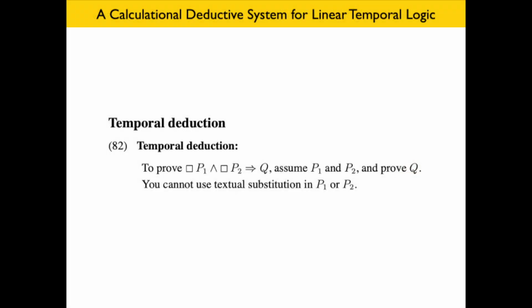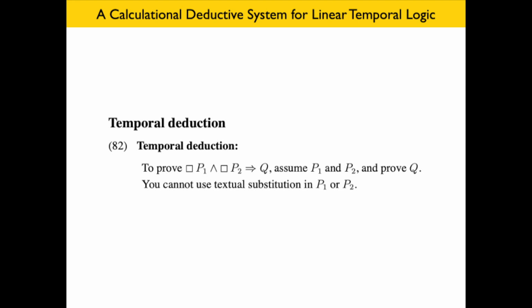Recall that in propositional calculus, one way to prove that P1 and P2 implies Q is to prove that Q is true, and in the process of proving it, if you assume P1 in one step and then in another step you assume P2 as if they were theorems, and then when you get to the end and show that Q is true, you have proved that P1 and P2 implies Q. Now it doesn't work quite that way in linear temporal logic, because if you prove Q and in the process of proving it you assume P1 as if it were a theorem and P2 as if it were a theorem, you have not proved that P1 and P2 implies Q. You have proved that always P1 and always P2 implies Q.